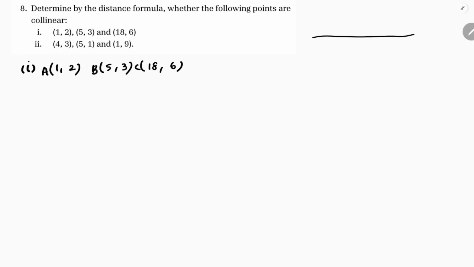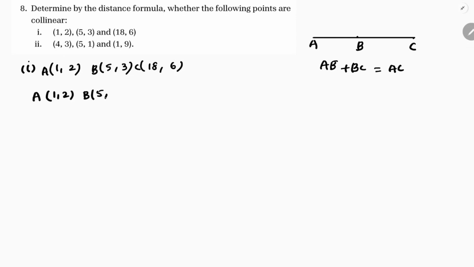See, collinear means 3 or more points lie on the same straight line. So if I add the AB distance and the BC distance, I need to get the AC distance, using the distance formula. So here first I'll find the distance of AB. A is 1, 2, B is 5, 3.